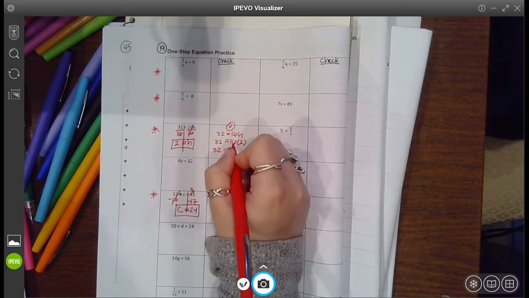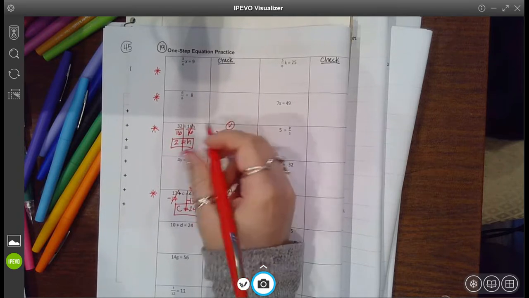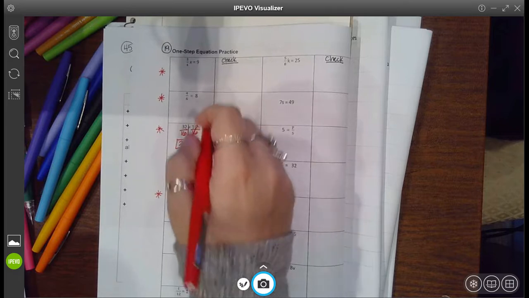32 equals 16 times 2 is indeed 32. You can multiply it out if you're not sure. And yes, that makes a true statement. So 2 was indeed the correct answer.